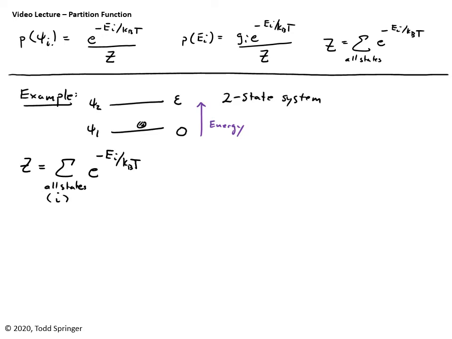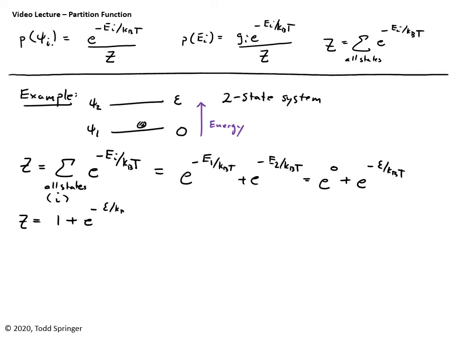Okay, so in this case, there are only two states, so there are only two terms in the sum. It's going to be e to the minus E1 over kBT plus e to the minus E2 over kBT. And E1 is 0, so there's 0 energy in that state, and E2 is epsilon, so minus epsilon over kBT. That means that Z is 1 plus e to the minus epsilon over kBT for this two-state system.